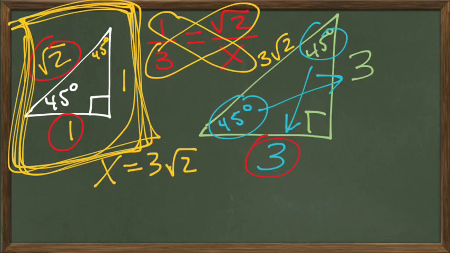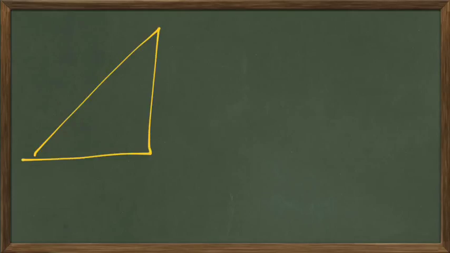All right, let me give you one more example of 45, 45, 90 here. Let's say I have this triangle, and I tell you this is 90, this is 45, and this side is 7. Sure, we'll call that 7. So the hypotenuse is 7.